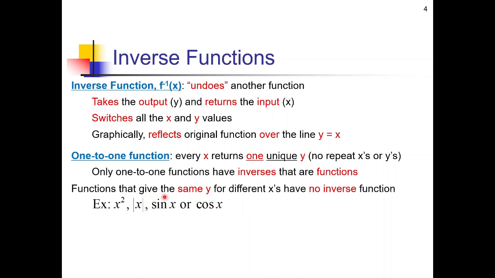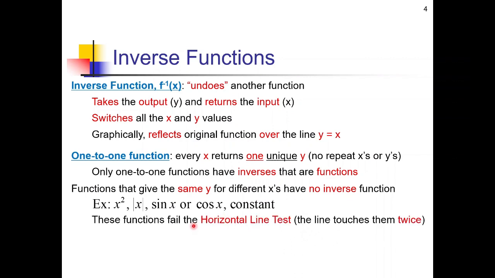Sine and cosine, we're going to see later on, have multiple inputs that will give you the same y value. They actually look like waves, so you're repeating over and over again. It's not just a positive versus negative thing. And another common case that I like to throw in there is a constant function, a horizontal line where literally every input gives you the same output.